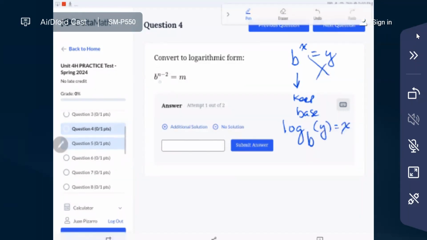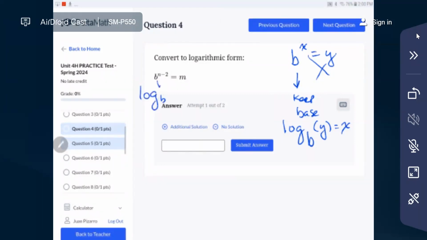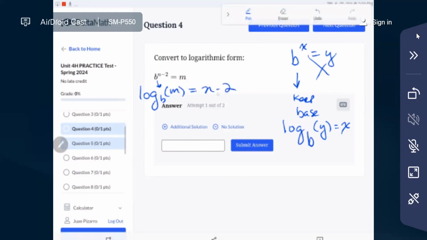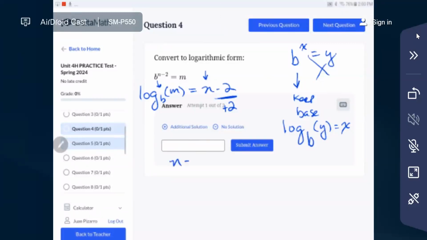All right, and so we're going to do the same thing here. So we're going to keep the base. So this will be log b, as we keep the base. And then we're going to switch the other two things, equals n minus 2. Now you're not quite finished here because you have this n minus 2 on this side, and you just want this in terms of n. So our last step is going to be to add 2 on both sides. So our answer is going to be n equals log b of m plus 2. And that's your answer.